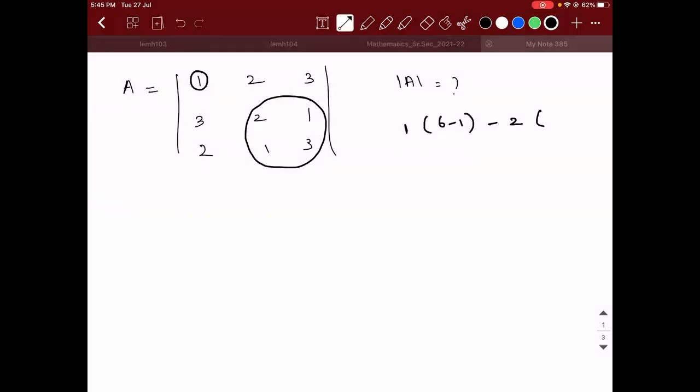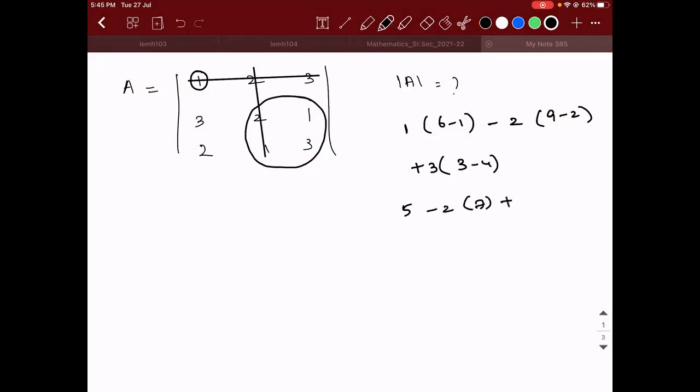So how did you get that? Remove the respective column and row, and then you cross multiply. Okay. Minus 2 into 9, plus 3 into 3 minus 4. Correct. So 5 minus 2 into 7 plus 3 into minus 1. So 5 minus 14 minus 3 is how much? 5 minus 17, which is minus 12. Correct. So this is okay.